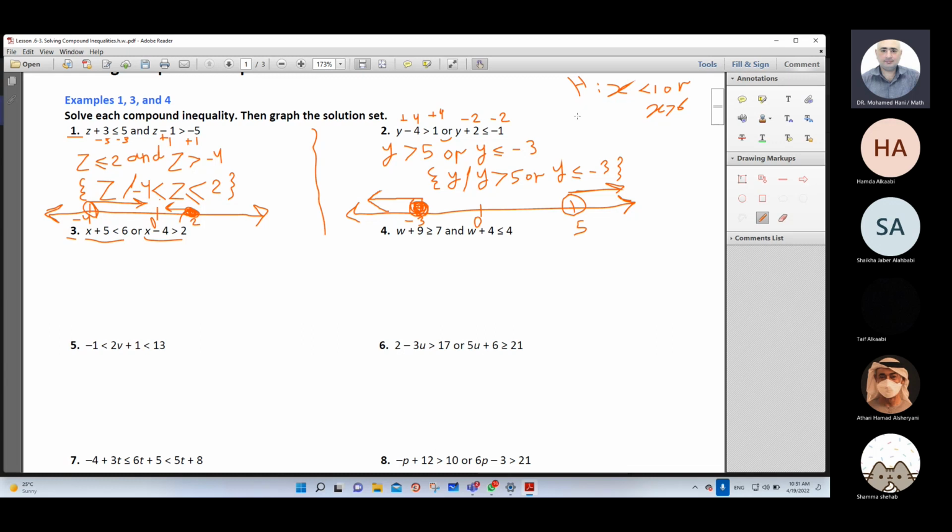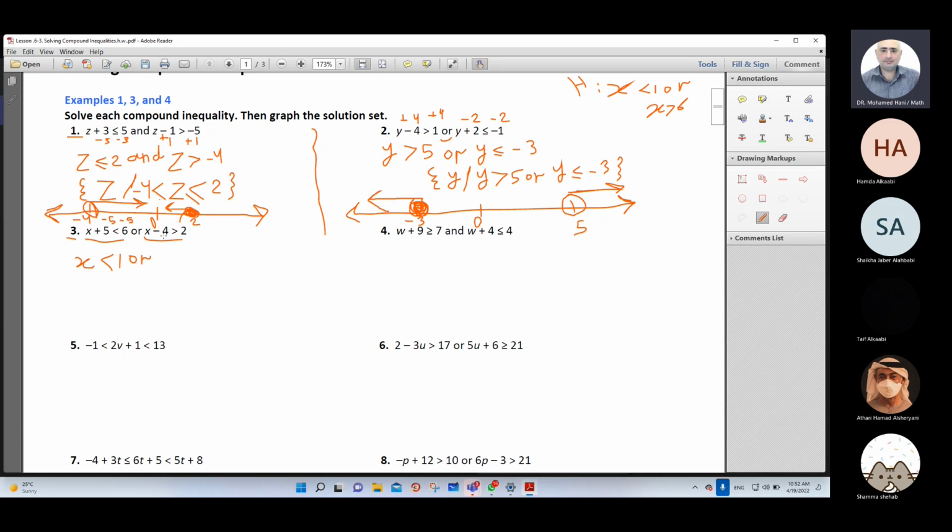Check with me please. To solve the first inequality, try to remove 5 from this side. So subtract 5 from the two sides. So x minus 5 plus 5, 0, less than minus 5 plus 6 will be 1.